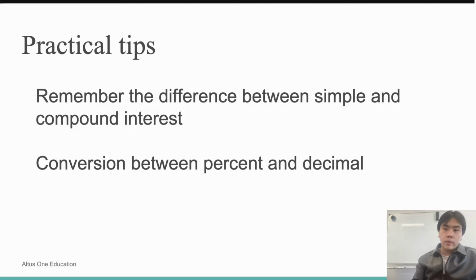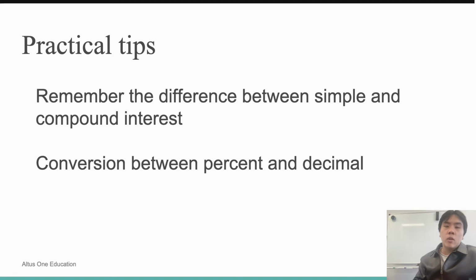So here are some helpful tips. Remember the difference between simple and compound interest. Simple interest is simple because it is the same amount over time. It is always a percentage of the original value. Compound interest is one that compounds over time and becomes very large. Interest is calculated based on the previous value. So at the end of year 1, it's based on the initial value. At the end of the second year, it's based on the year 1 value.